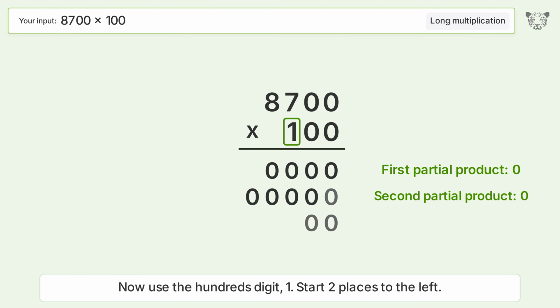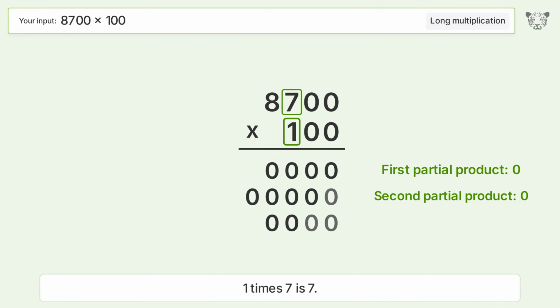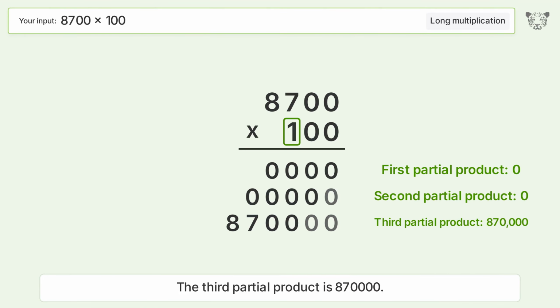Now use the hundreds digit, 1. Start two places to the left. 1 times 0 is 0. The next digit is also 0, so that column is 0 too. 1 times 7 is 7. 1 times 8 is 8. The third partial product is 870,000.